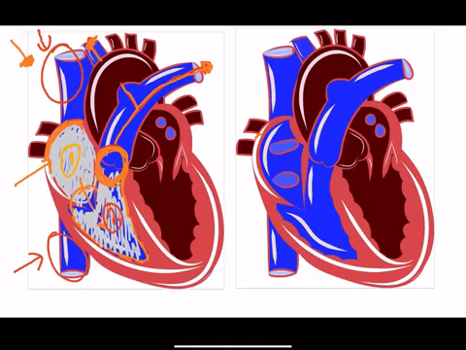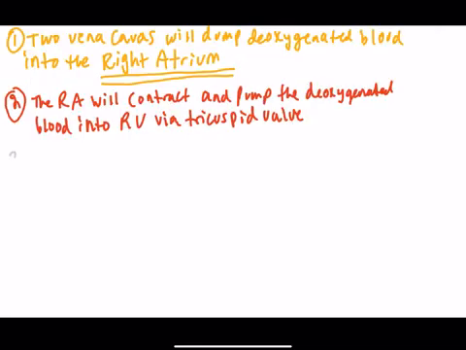These two pulmonary arteries will then take this deoxygenated blood, branching into smaller blood vessels, to the lungs to get oxygen. Let's label that as step 3. So let's go write that down.